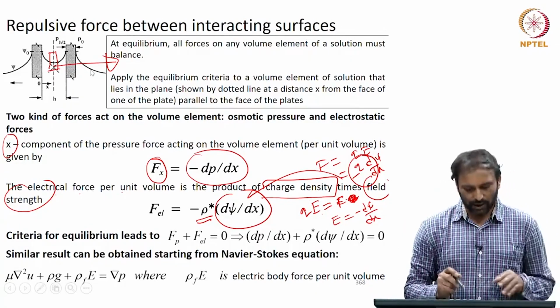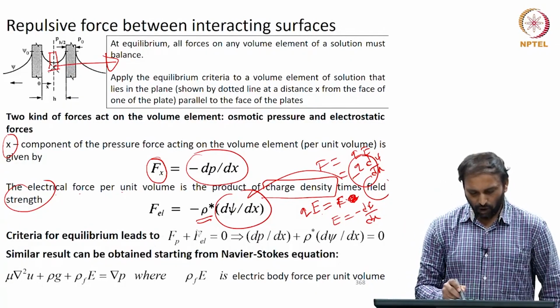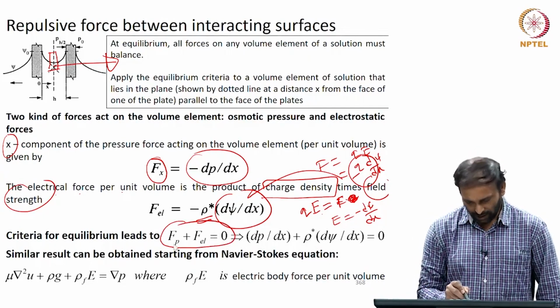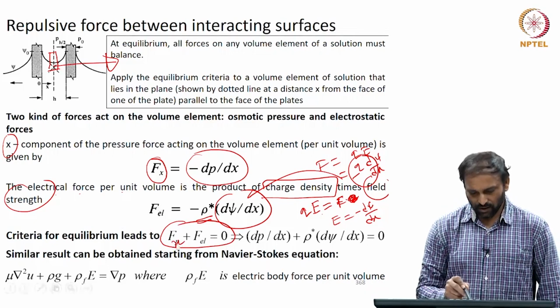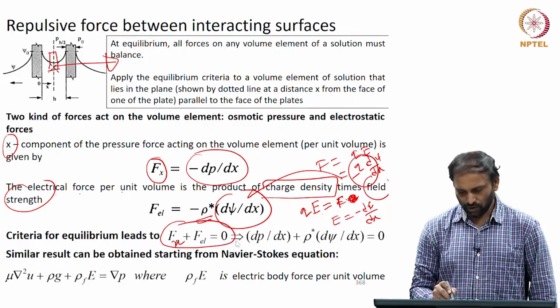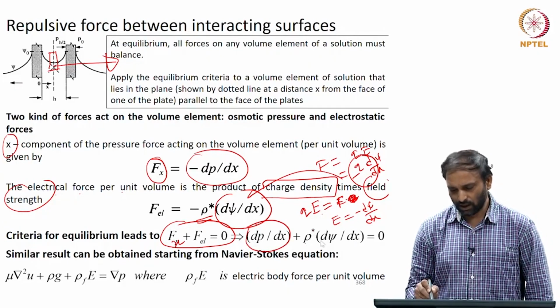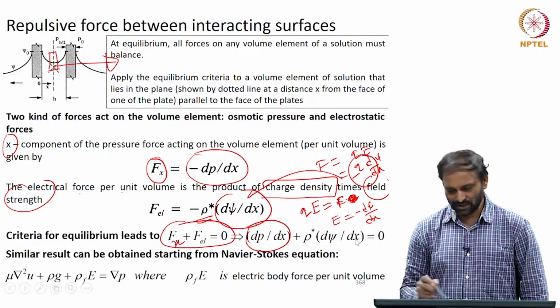And because the plates are in equilibrium, the summation of all the forces should be equal to 0, that is Fp in this case Fx, right, plus Fel would be equal to 0. Therefore, dP by dx plus rho star times d psi by dx is going to be 0.